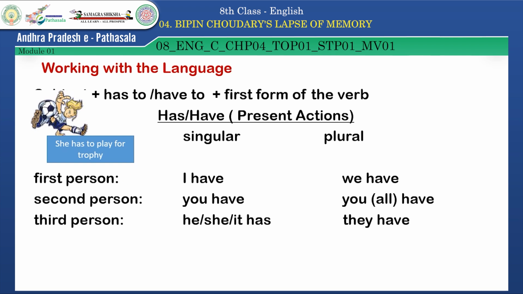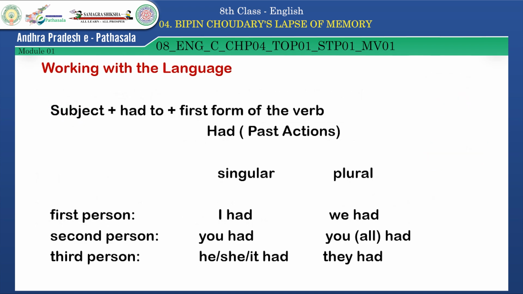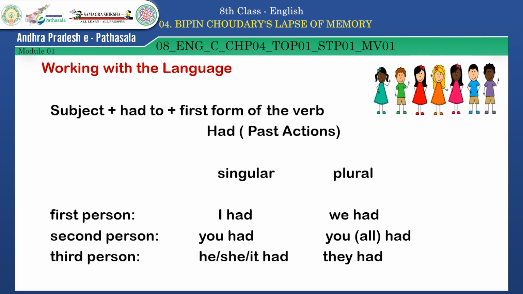She has to play for trophy. I have to play. Had is used in past actions. Here, the first person, singular I had, plural we had. Second person, you had, plural also, you all had. Third person, he, she, it had. And plural also, they had. Now what is the example given here? They had to rehearsal for today's function.